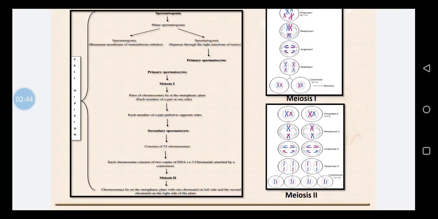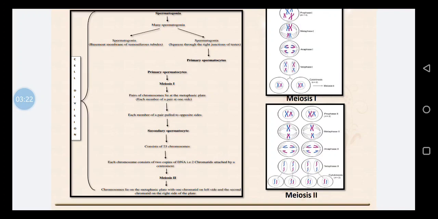Once this is completed, in anaphase 1, one chromosome of each pair is pulled to one side and the other chromosome of that pair is pulled to the opposite side, and finally the two secondary spermatocytes are produced, which are now haploid. That is, they consist of 23 chromosomes. Then the secondary spermatocytes enter meiosis 2, where they again divide meiotically. Now they consist of single chromosomes, so they do not exist in pairs because they are haploid.